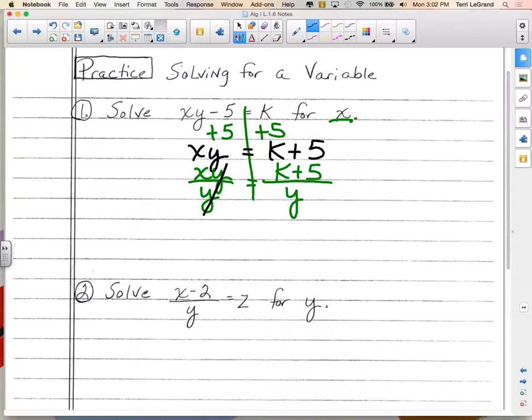Over here, the y's cancel. And we have x by itself. Rah, rah, that's what we wanted. Over here, can we really divide k plus 5 by y? No. So we're going to leave it ugly like that. Okay, make sure your fraction bar is long enough.